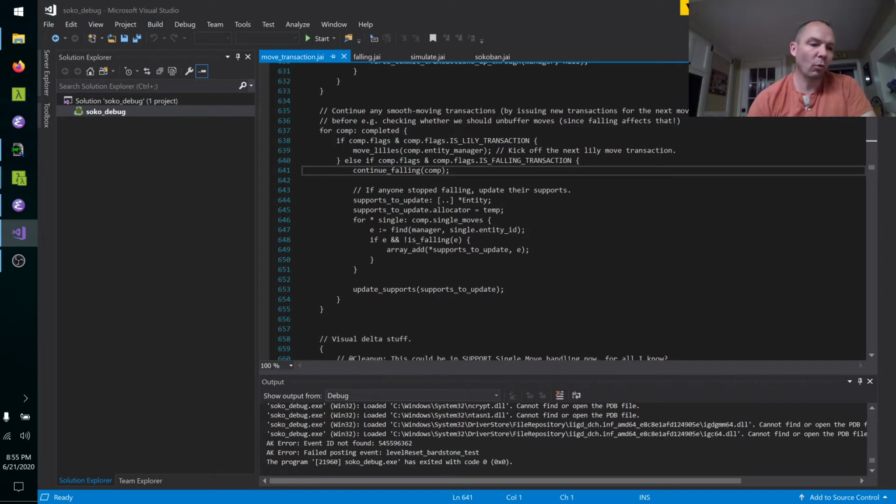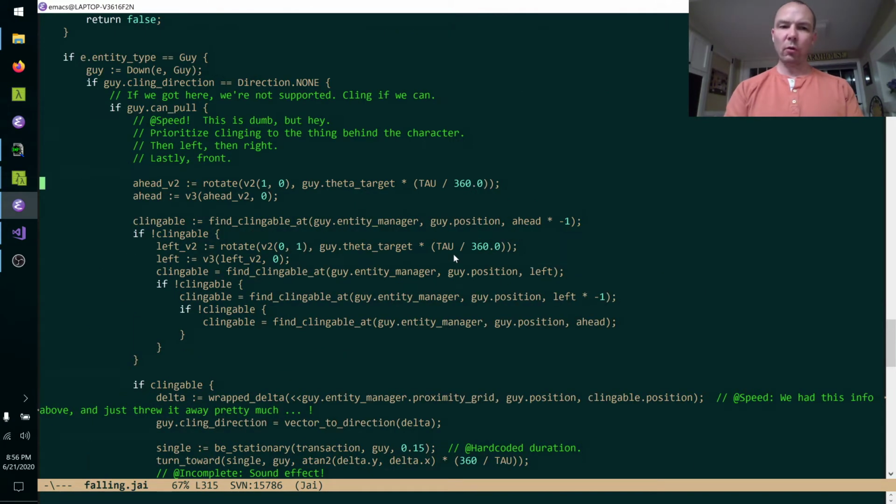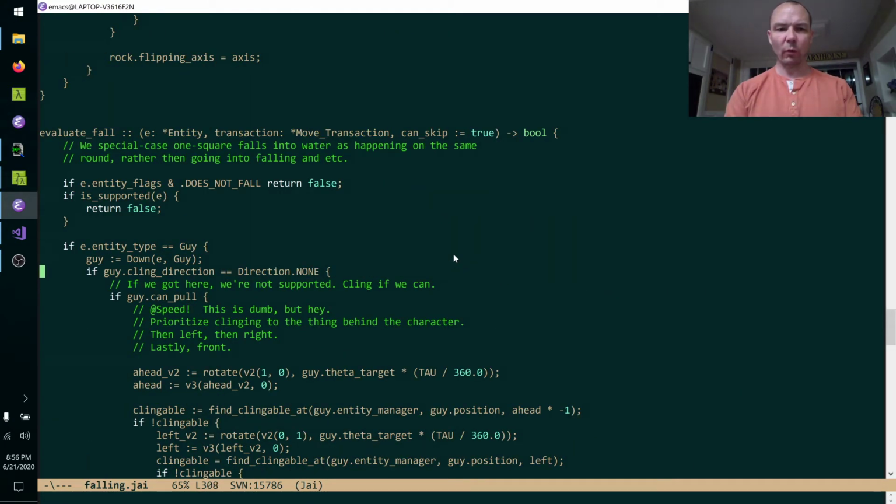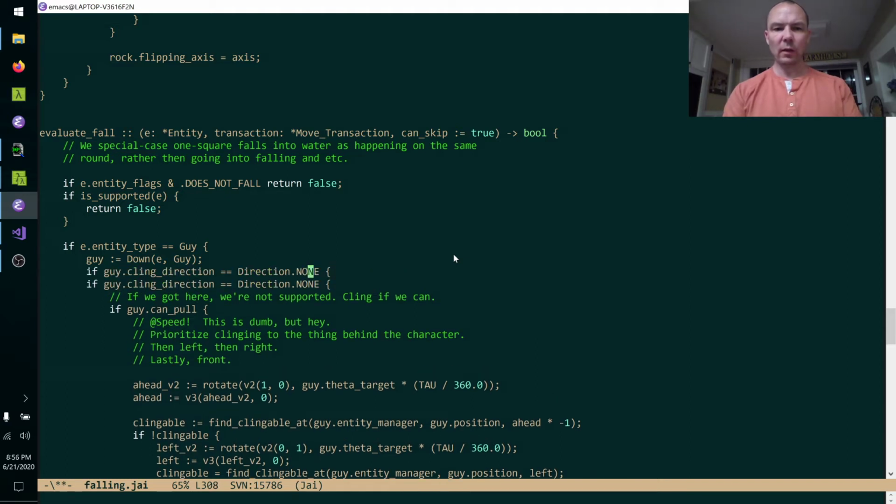And then, since we're going to have that transaction handy, then of course we can make sure we only cling to whatever we were pulling, if we want to. Okay, so I'm going to restructure this a bit. All this code is basically fine. We're just going to move it. What we are going to do here is say, if your cling direction is not none, return false. Clinging, not falling.